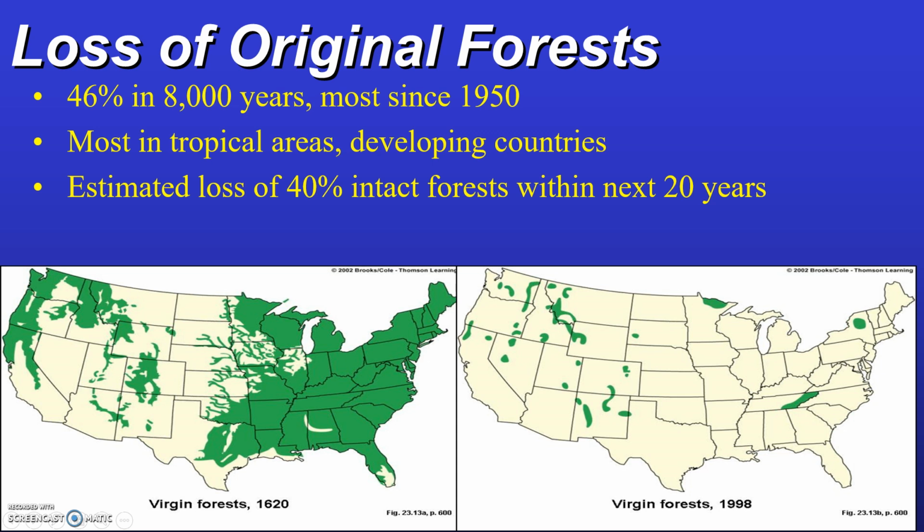The maps at the bottom of the page depict what the estimated forest cover was in 1620 of virgin forests, and in 1998 of what's remaining. So we only have small, isolated areas with original old-growth forests occurring in the United States, including right here near the Tennessee area, the Smoky Mountain National Park, and then up in New York State where the Adirondack Mountains are located, as well as some over in the western part of the United States.